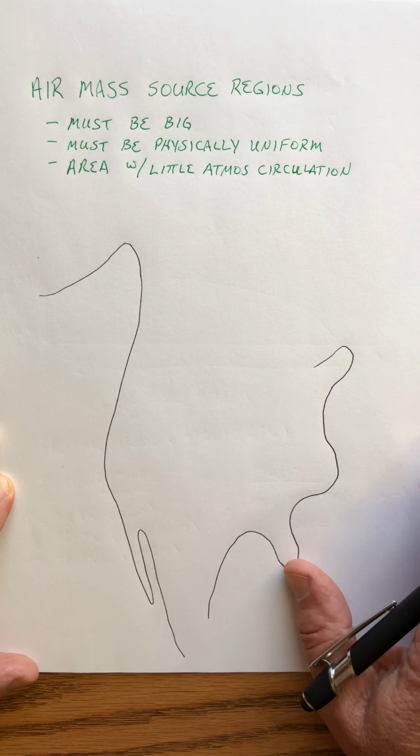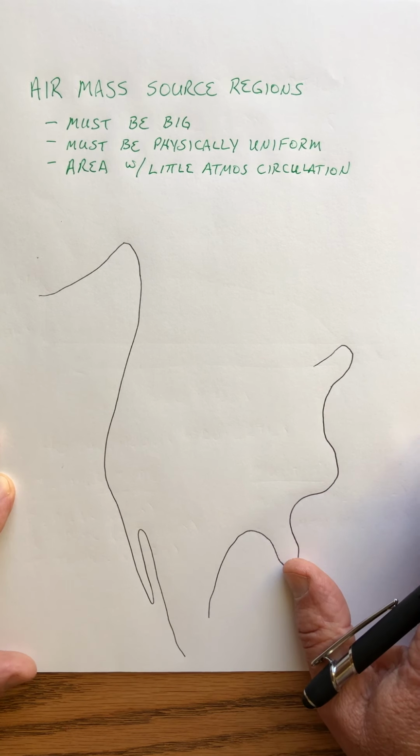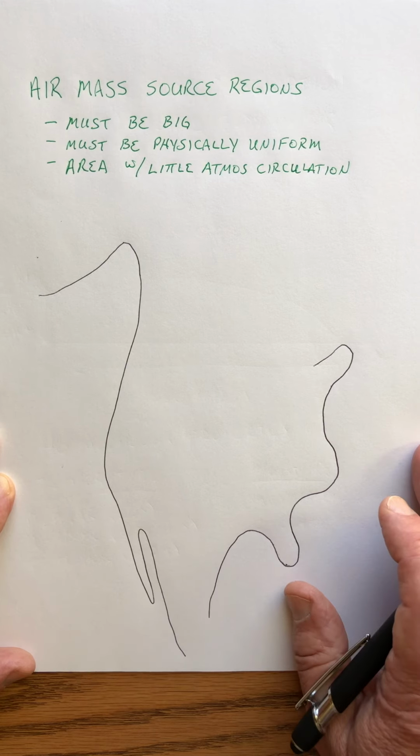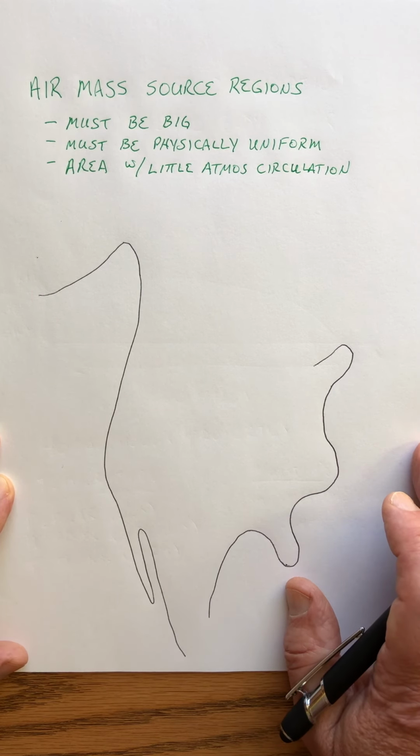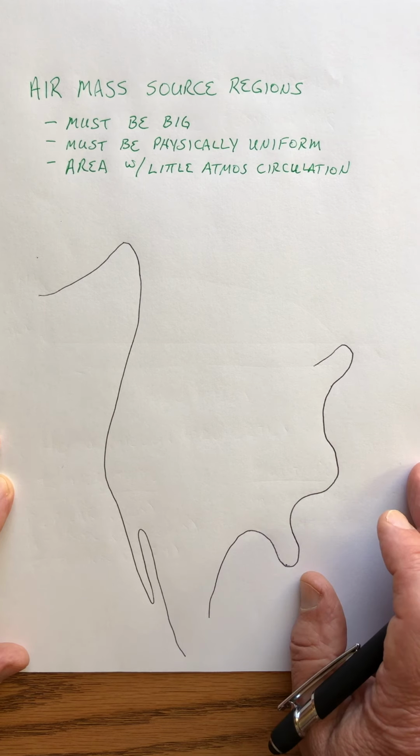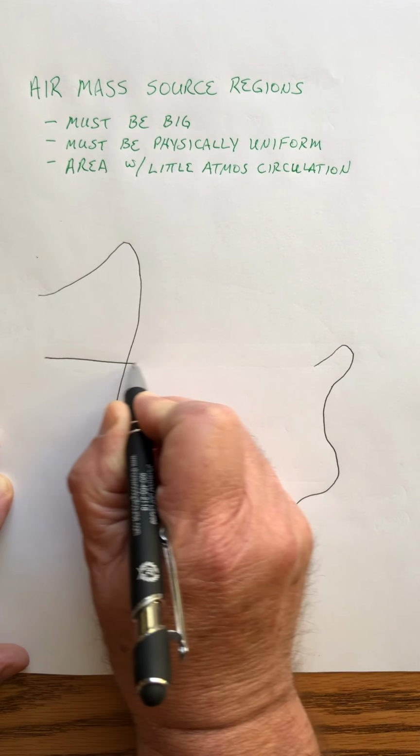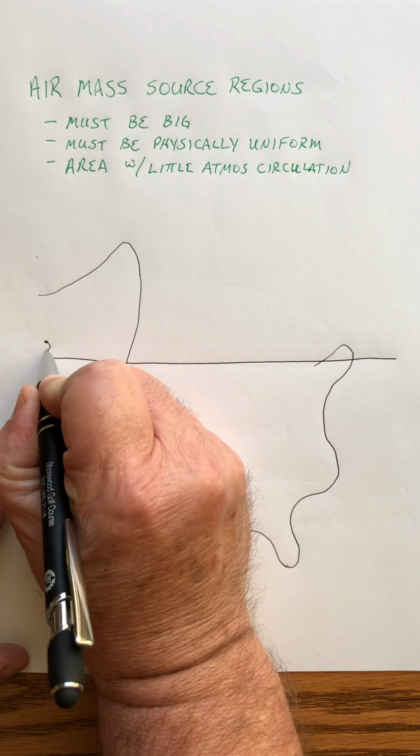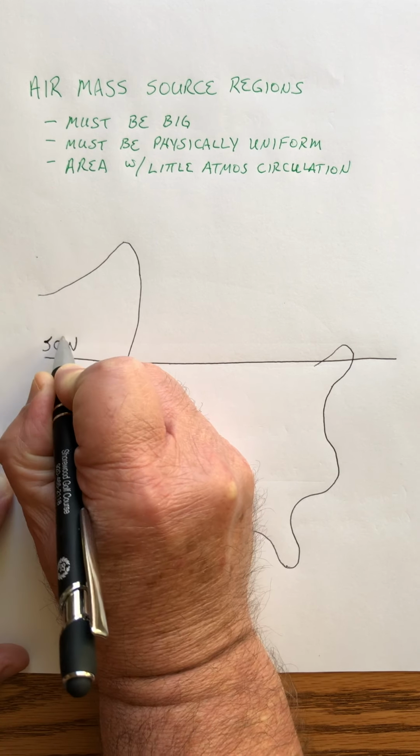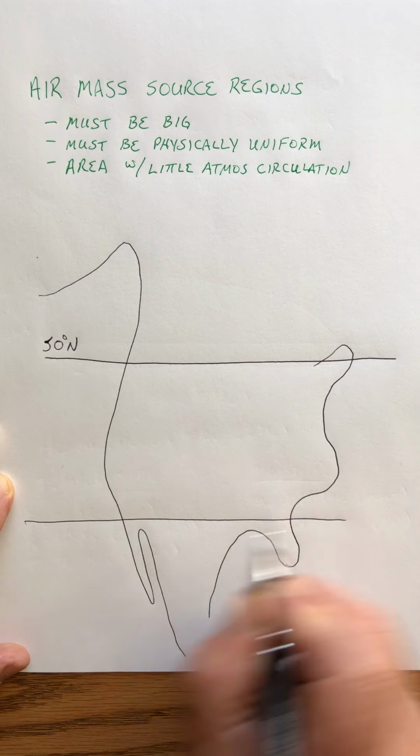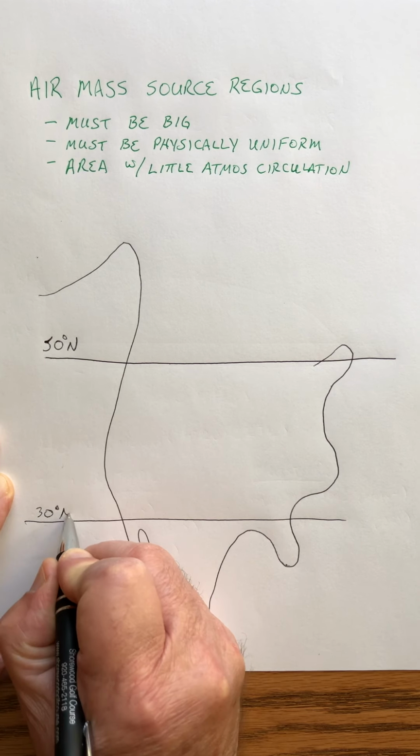And then the last qualification for a source region is that it has to be an area that has little atmospheric circulation, because the air needs to stagnate over the source region for an extended period of time to take on the temperature and moisture characteristics of that source region. And so as a result, we're going to find that source regions are pretty much limited to being north of 50 degrees north latitude and south of about 30 degrees north latitude.